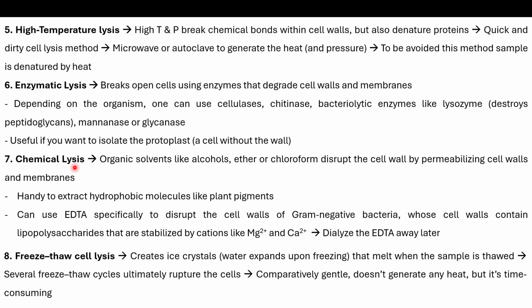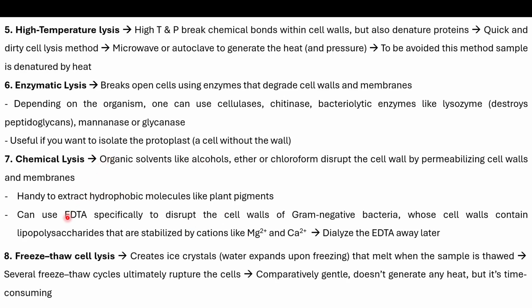You use chemical agents to remove the layers and take the cellular content out. There can be different organic solvents like alcohols, ether, or chloroform, which disrupt the cell wall by permeabilizing the cell walls and membranes. So suppose you want to purify plant pigments, which are hydrophobic molecules. To extract these, you can use these organic solvents.